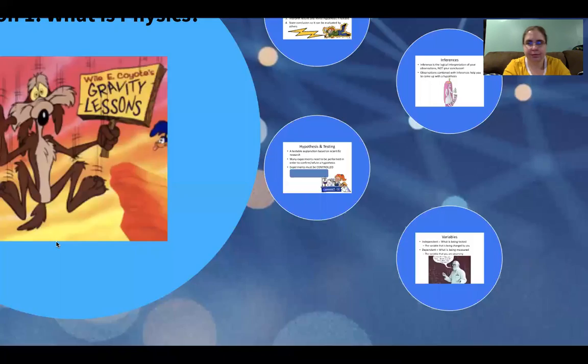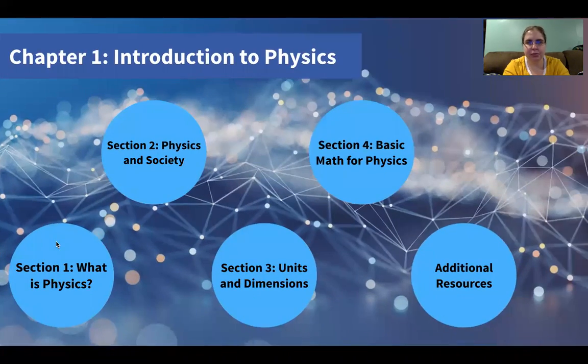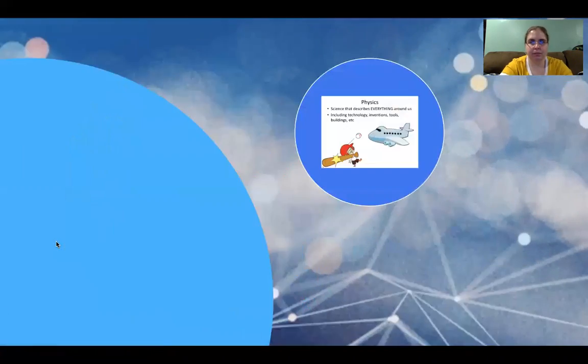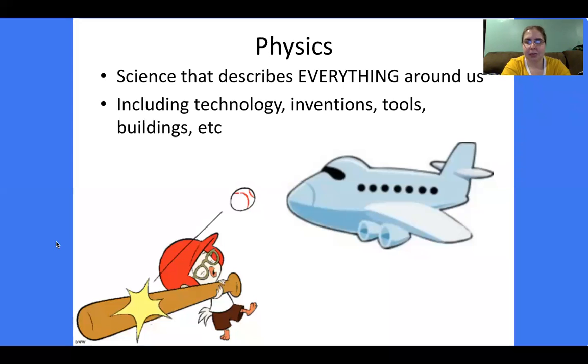All right, let's move on to section 2, physics and society. So, physics. Pretty much, in layman's terms, it is a science that includes and describes everything around us. And we already kind of mentioned that it's how you walk, how you hit a baseball, how you throw something, how airplanes fly, how boats float. All that is described by physics. How to do those things is all because of physics.